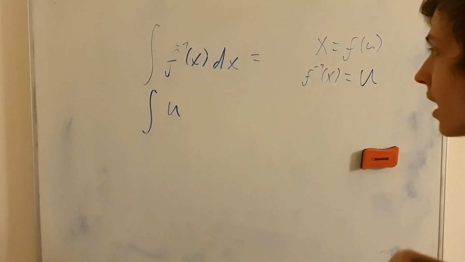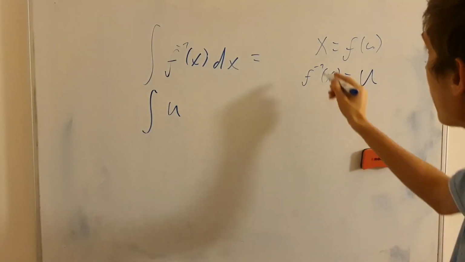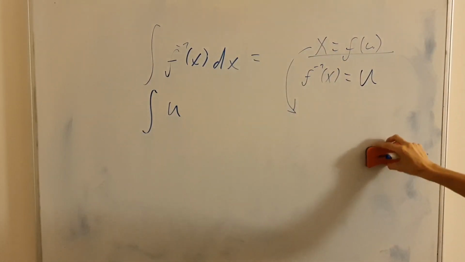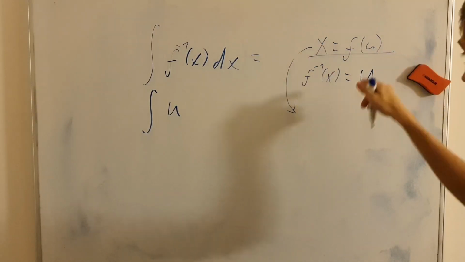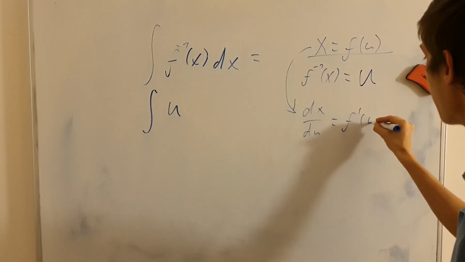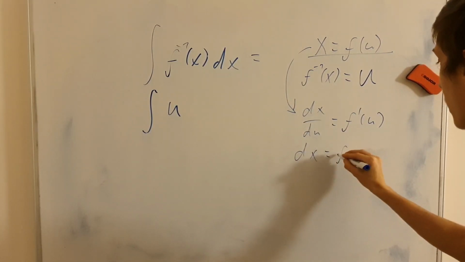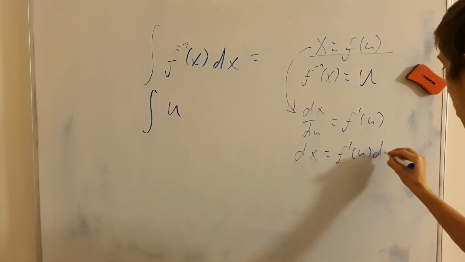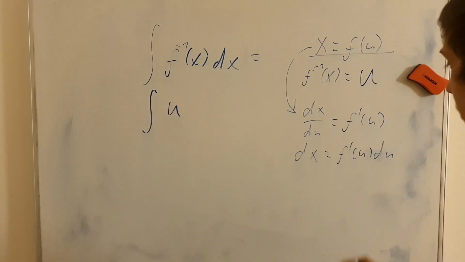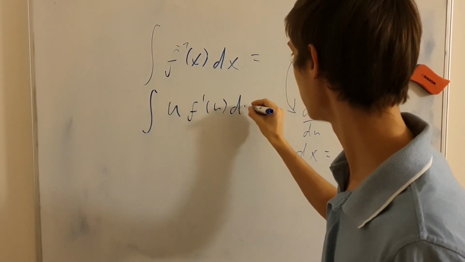And then instead of dx, I have to change the differential. And how do I do it? Well, I can use this equation, and I can differentiate with respect to u. So x equals f of u, therefore dx over du equals f prime of u. I can multiply both sides by du, and dx equals f prime of u du as follows. Now I can replace this previous dx by f prime of u du.